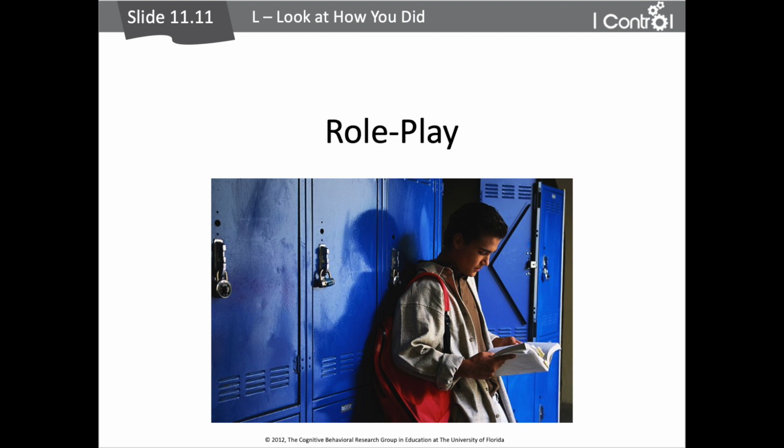Now it's your turn to practice step L, look at how you did. Pause the video while you read the role play on handout 11.3 and answer the questions on handout 11.4 in your student workbook. When you're done, press play.